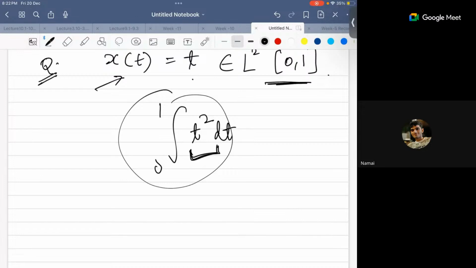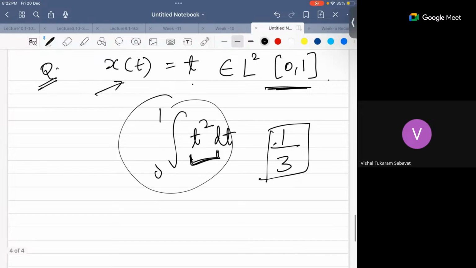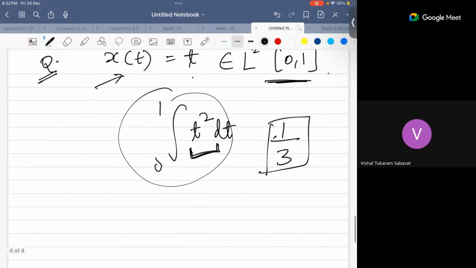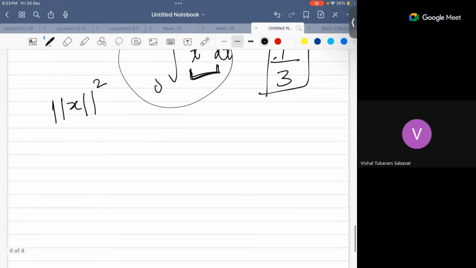If you just integrate it, what value will you get? 1 by 3, sir. Correct. So this is a finite value. That means it belongs to the function space of L2. Now, the next part that can be asked is, how will you calculate the value of the norm square? What is the formula to calculate the norm square?